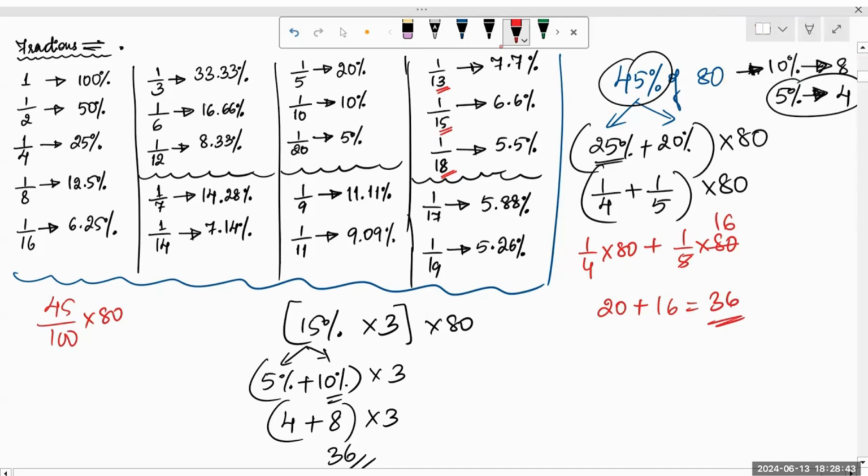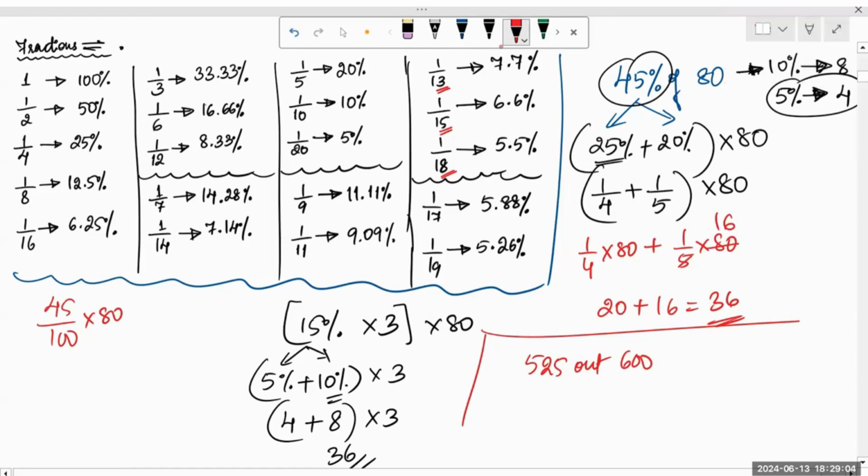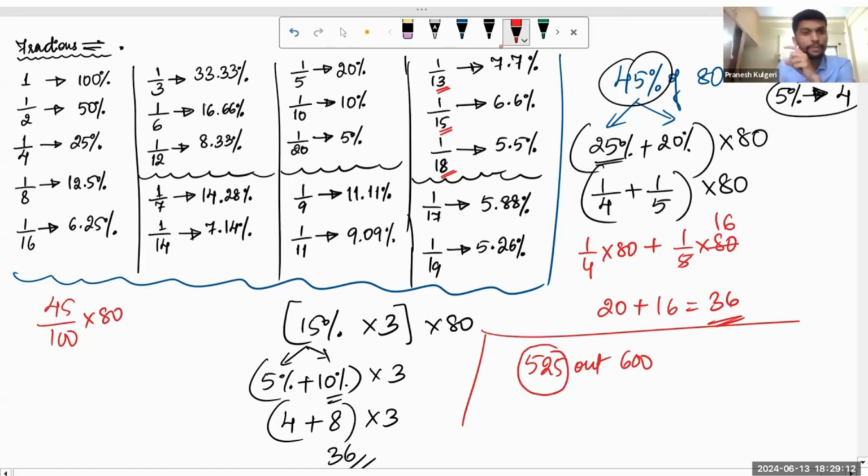Like, sir, we use the formula for calculating the percentage in marks: marks obtained divided by total multiplied by 100. Correct. Say a student has scored 525 out of 600 marks in the exam. How would you calculate the percentage? 525 divided by 600 multiplied by 100 is the answer. But that is how you do it, right? But here I want to know 525 is what percentage of 600.